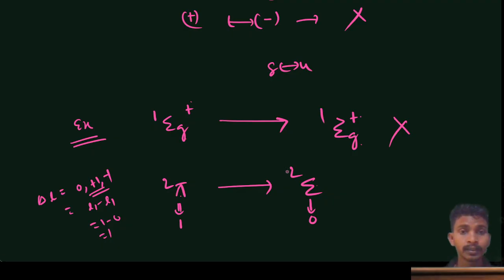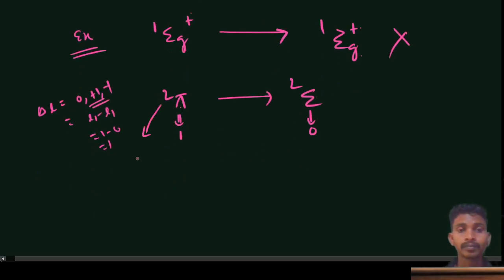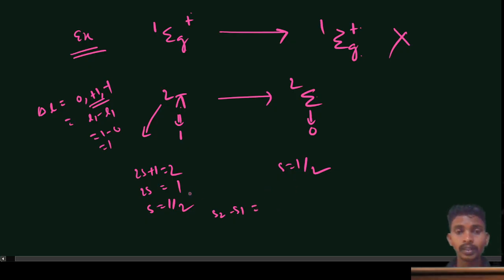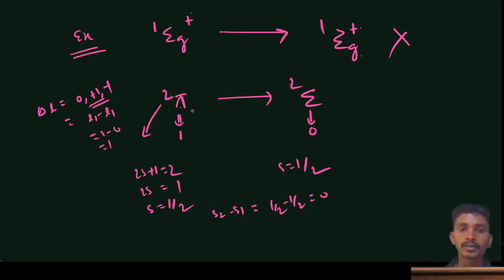And here that delta S value has to be 0. So here S value is how much? Delta S, 2S plus 1 is 2, then 2S is equal to 1, and S is half. Here also S will be half, so S2 minus S1 has to be 0. So yes, this is half minus half, that is equal to 0. So this is also allowed, so these are the allowed transitions.